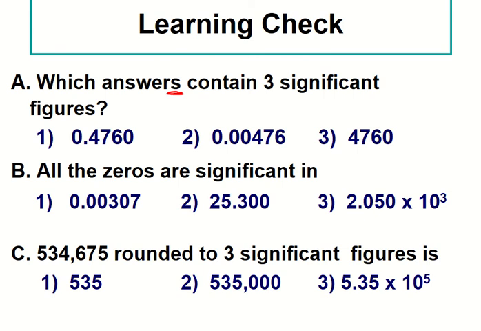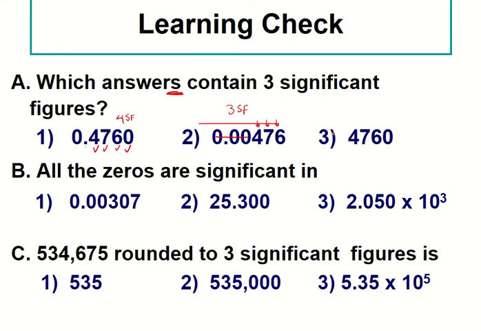If you look at the first one, we have 1, 2, 3. This 0 is at the end with a decimal, so we do count it as a sig fig. So 1, 2, 3, 4. We have 4 sig figs here. For this one, how about the zeros at the beginning? We skip them. So 1, 2, 3. So we have 3 sig figs.